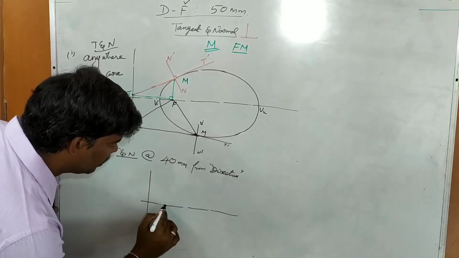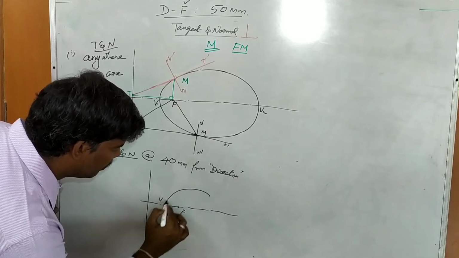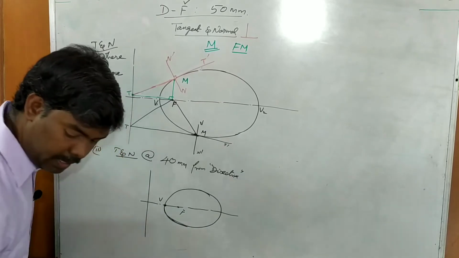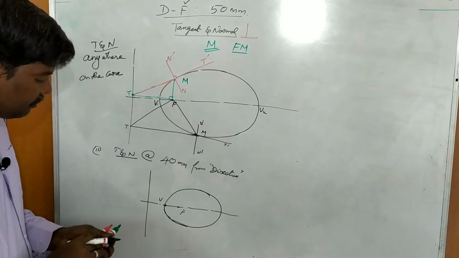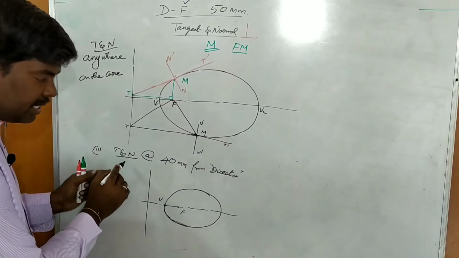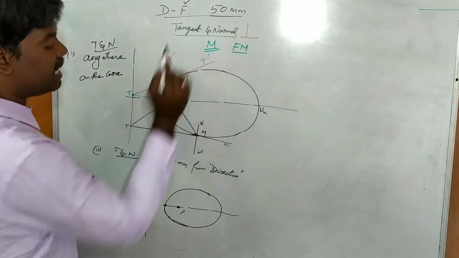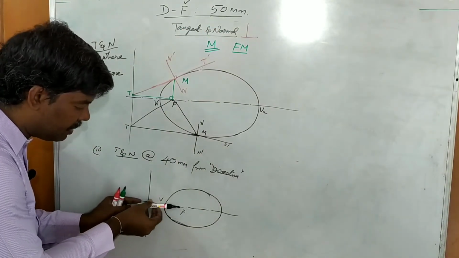You know that procedure. This is vertex V, this is focus F. Already you know the basics, how to draw an ellipse. Same procedure. Clear? Next thing, what is the condition? Here, draw tangent and normal at a distance of 40 mm. Already you know that the focus distance is 50 from the directrix. So this is the directrix. This distance is 50 mm.